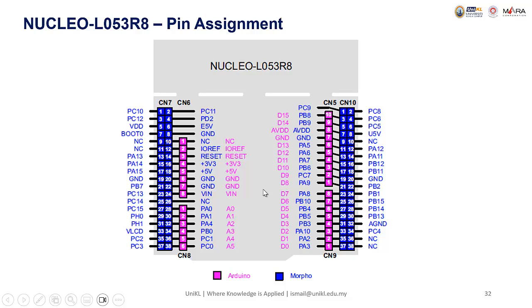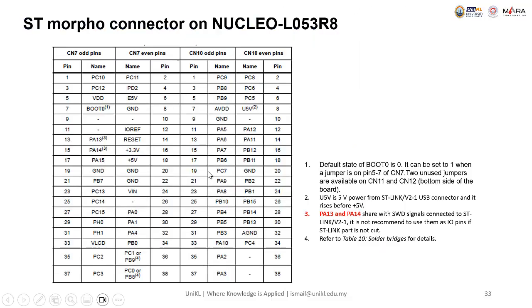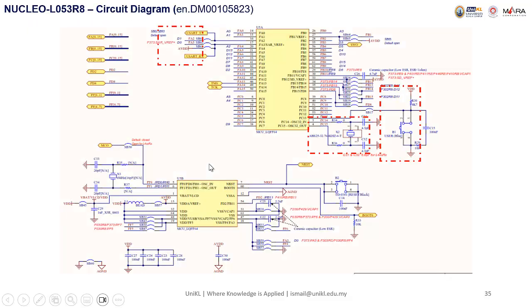Pin assignments are very important. The blue color is for Morpho, and the purple is for Arduino. Morpho is the application board or target board developed by STM32 itself, and Arduino is the application board developed by the Arduino society. So these are the connections. You can read all this from the data sheet. And this is a diagram.